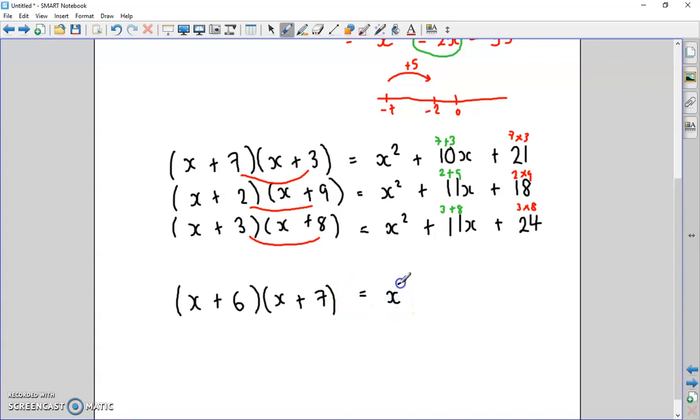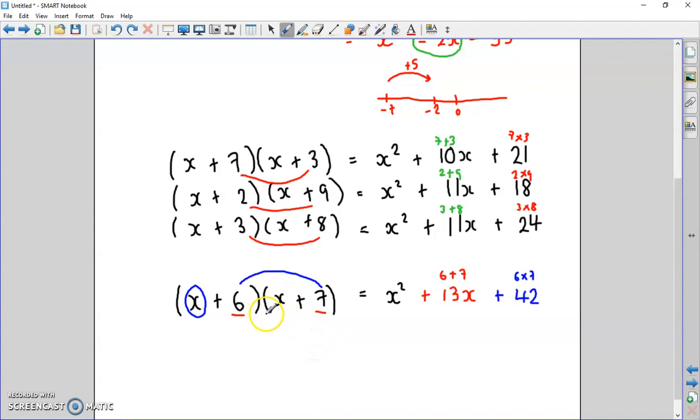It always starts with x squared. Then, for the middle term, I need to add the two numbers together. 6 add 7 is 13, so plus 13x. And then I have to multiply these two numbers together. 6 times 7, 42.